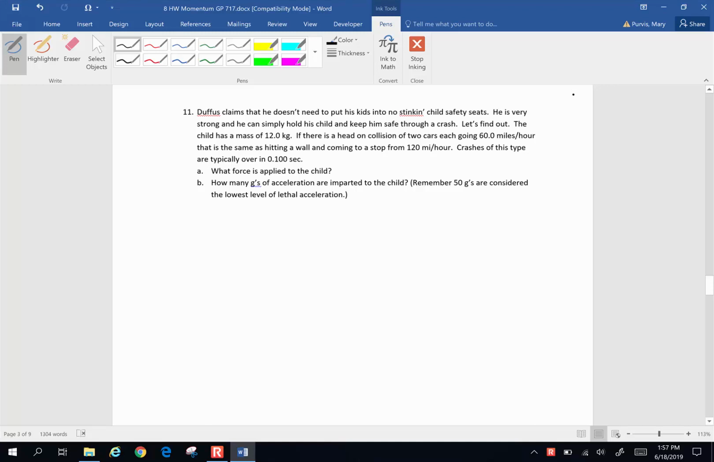Hi folks, we're continuing with some Chapter 8 problems, and here goes. Doofus claims he doesn't need to put his kids into no stinking old car seats. He's very strong and he can simply hold his child and keep the child safe through any old car crash. Well, let's find out. Let's say a child has a mass of 12 kilograms.